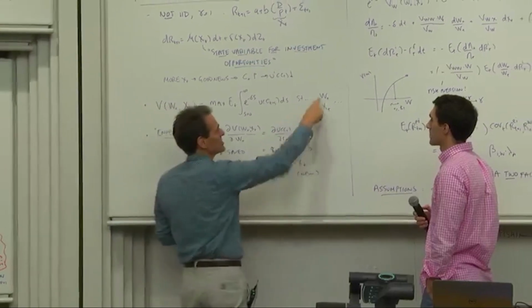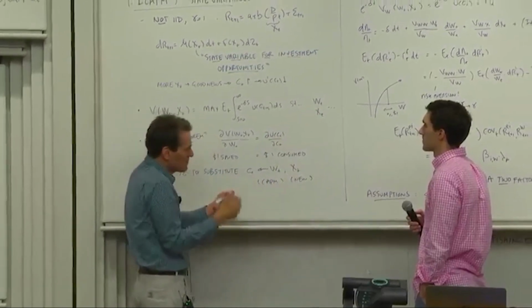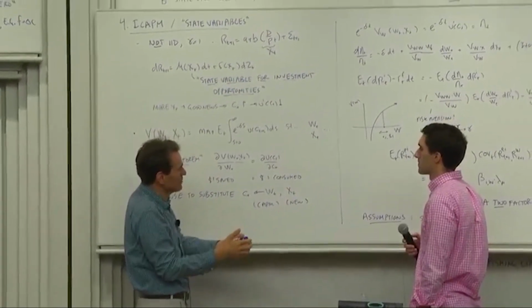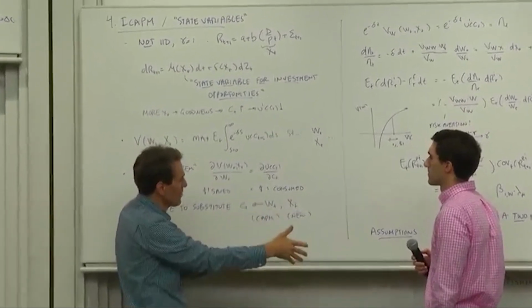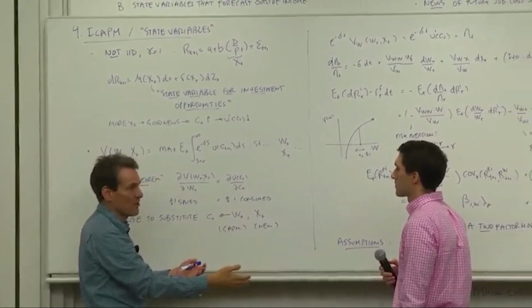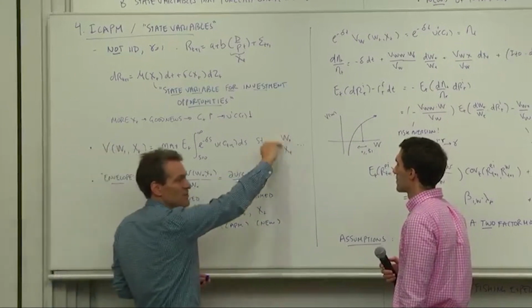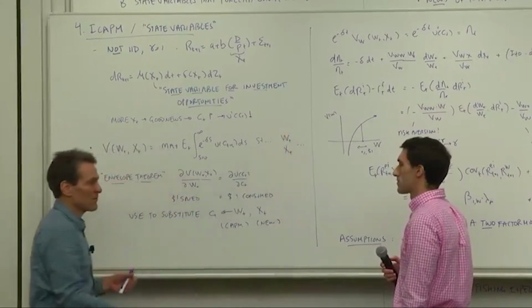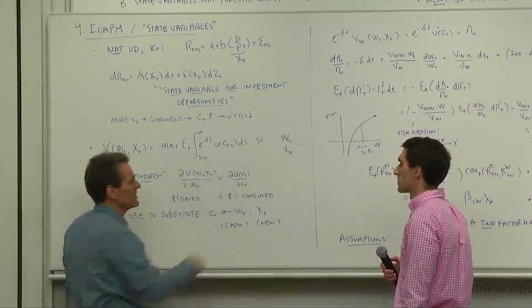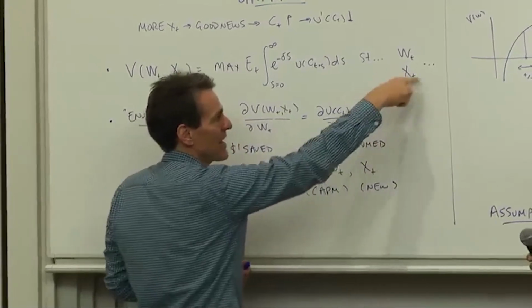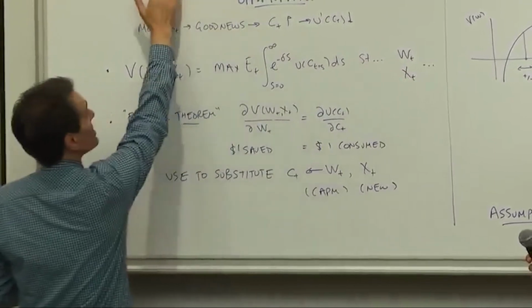We have to tell the agent how wealth evolves. So if he puts wealth in today, then the return on the portfolio gives him how much wealth tomorrow. And if he eats today, that subtracts out from the wealth. So we're going to have a wealth evolution equation there with the rate of return on the portfolio, subtracted by consumption.